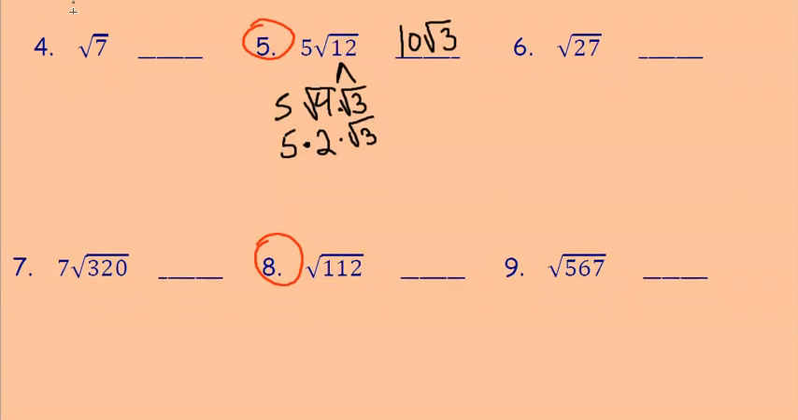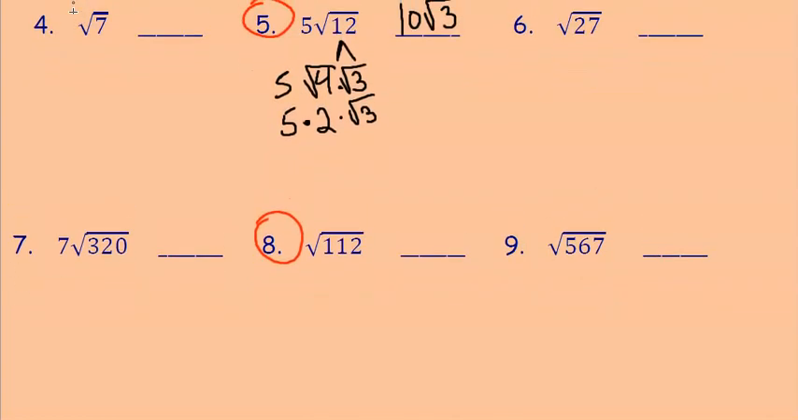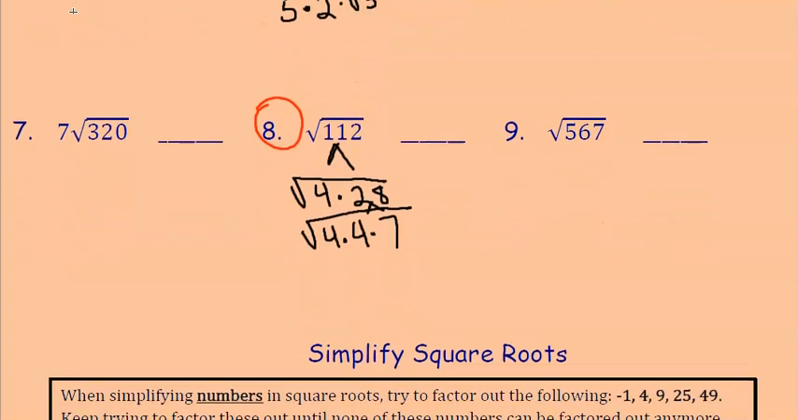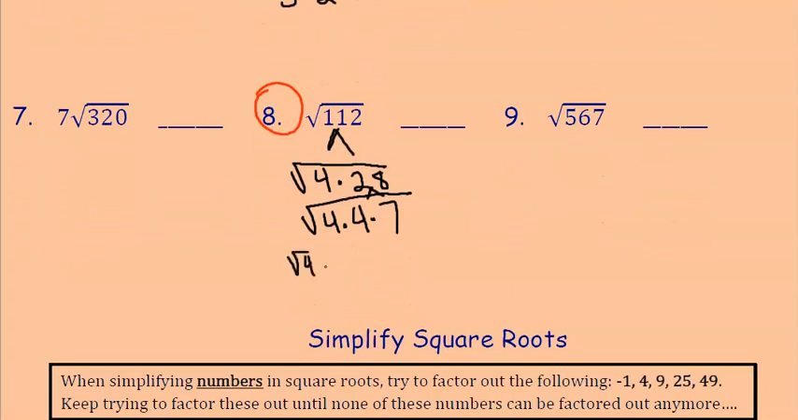And let's look at number 8, the square root of 112. 112, you could divide 4 into this. 112 divided by 4 is 28. And we could divide out another 4. So we have 4 times 4 times 7. So we have the square root of 4 times the square root of 4 times the square root of 7. That's 2 times 2 times square root 7. So our simplified expression is 4 square root 7.